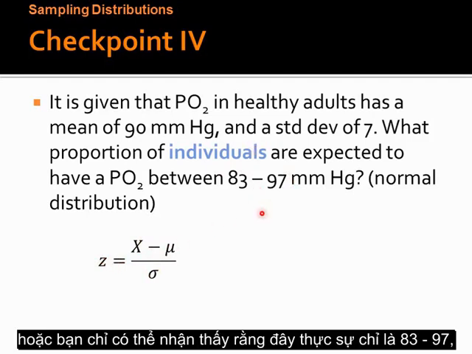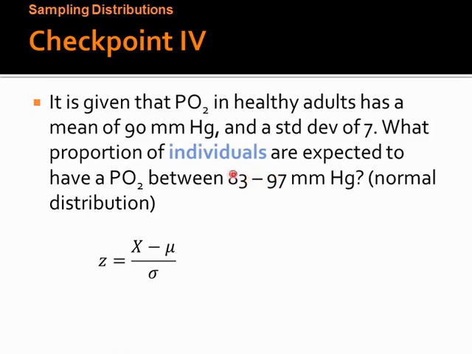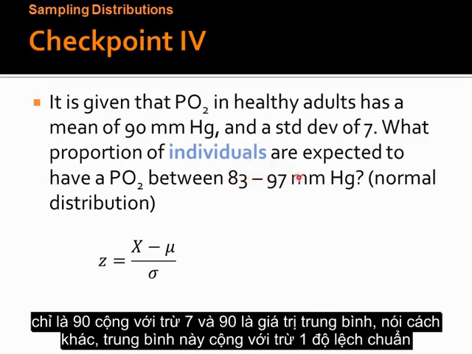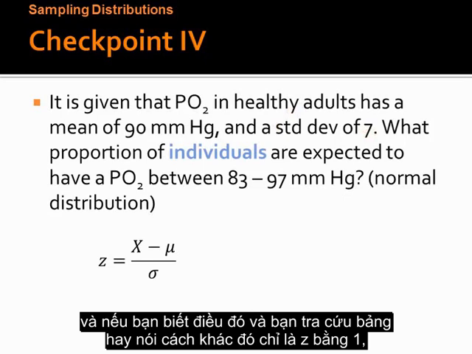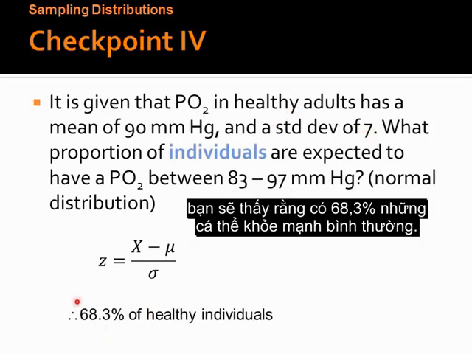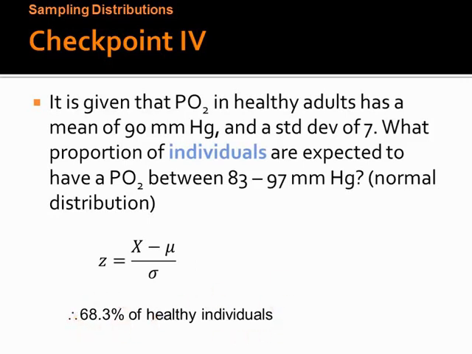Or you could just notice that 83 to 97 is just 90 plus minus 7, and 90 so happens to be the mean. So in other words, it's mean plus minus 1 standard deviation. Okay, and if you know that and you look up the table, or in other words, that's just z equals 1, you will find out that it is 68.3% of the healthy individuals. Okay, straightforward.